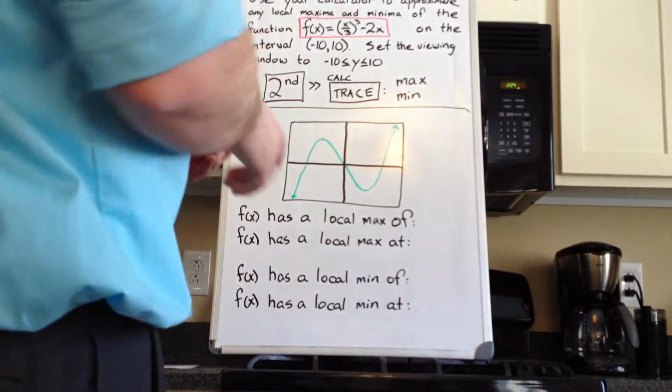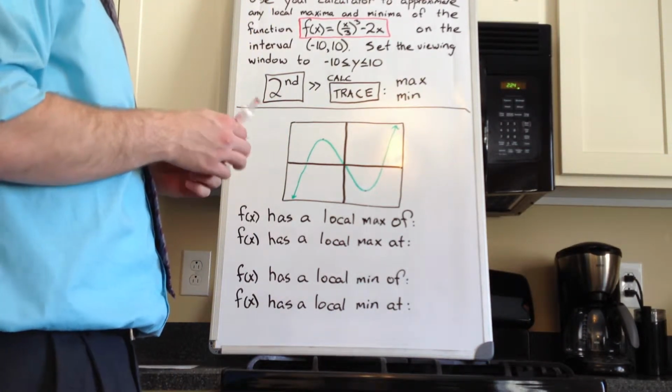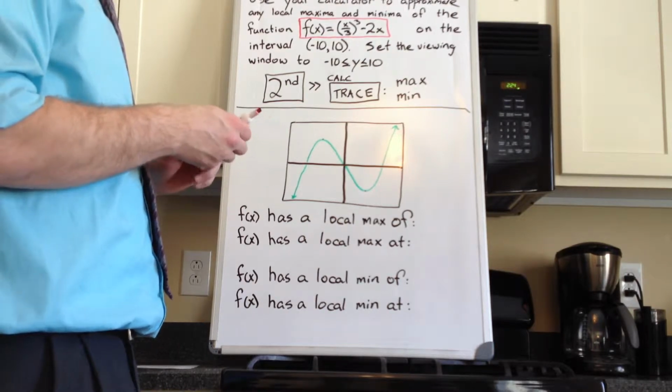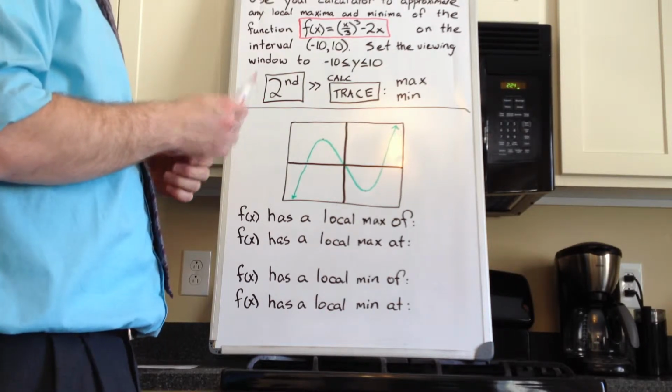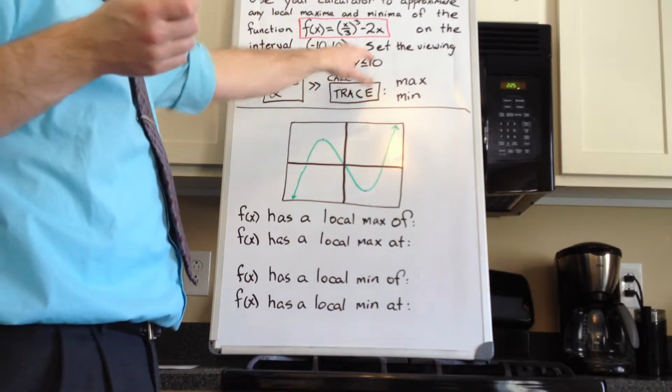This problem asks you to use your calculator to approximate any local maxima and minima of the function f of x equals (x over 3) cubed minus 2x. And then it gives us an interval and tells us what to set our viewing window to.